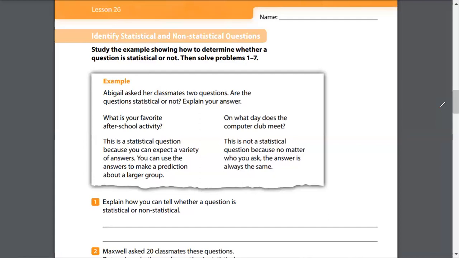And then she asked her classmates, on what day does the computer club meet? When you ask all of your classmates this question, how many answers do you think you're going to get back? You're only going to get one answer for the computer club. They meet Wednesdays at 3:00. They don't meet every day, and they don't have 20 different computer clubs at school. So this is not a statistical question because no matter who you ask, the answer will always be the same.